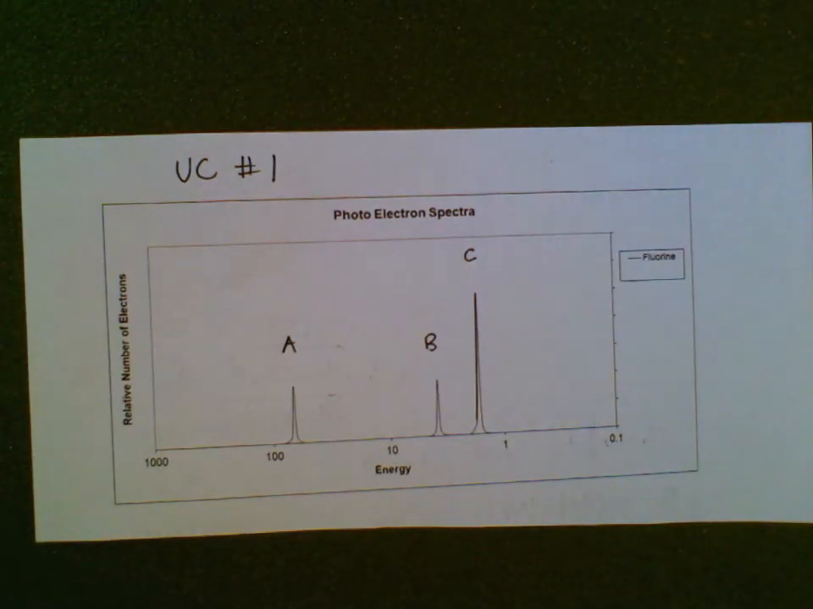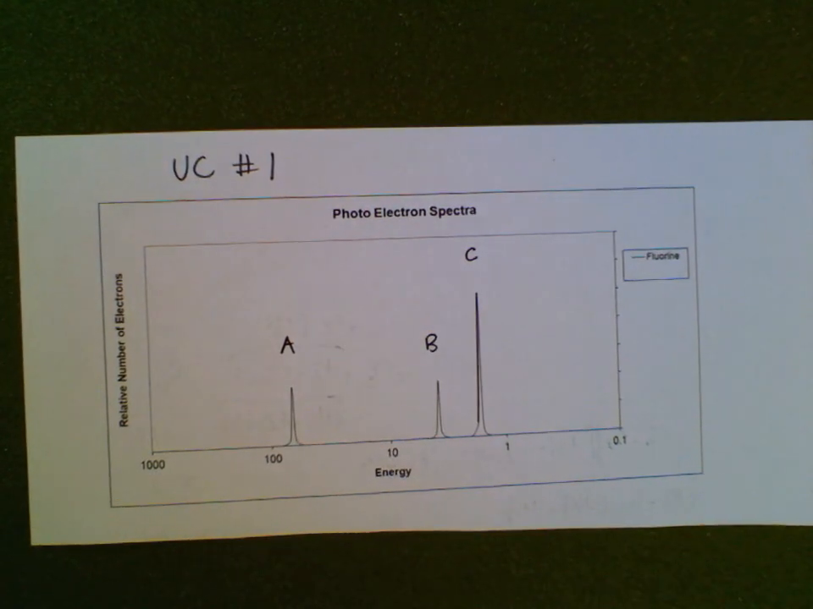We're going to be going over the answer for the quick check number 1. So if you found yourself having problems, hopefully this will help you clear things up. So the first question for the quick check asks you to figure out how many electrons were in peak B.